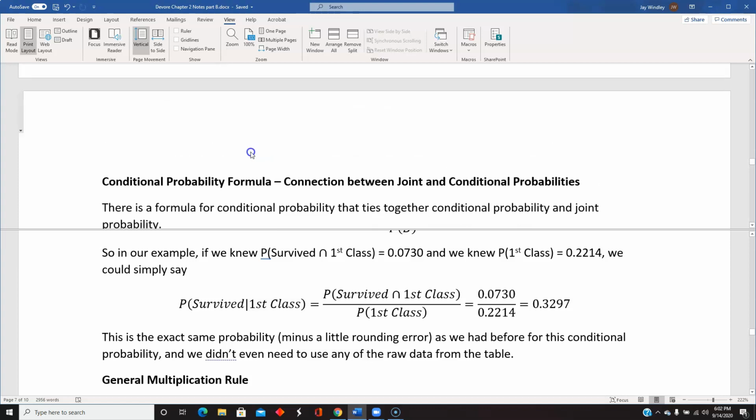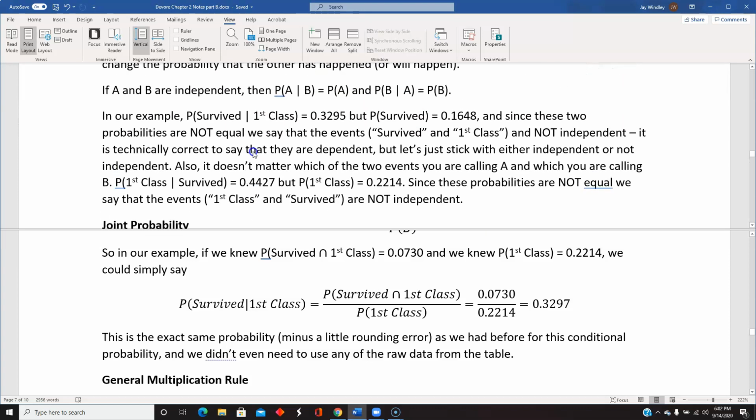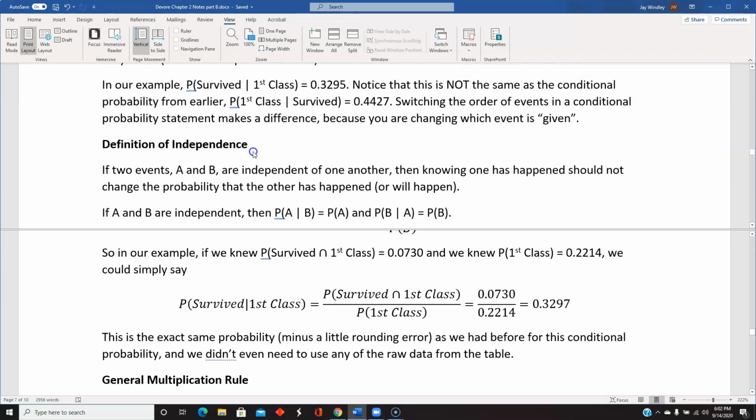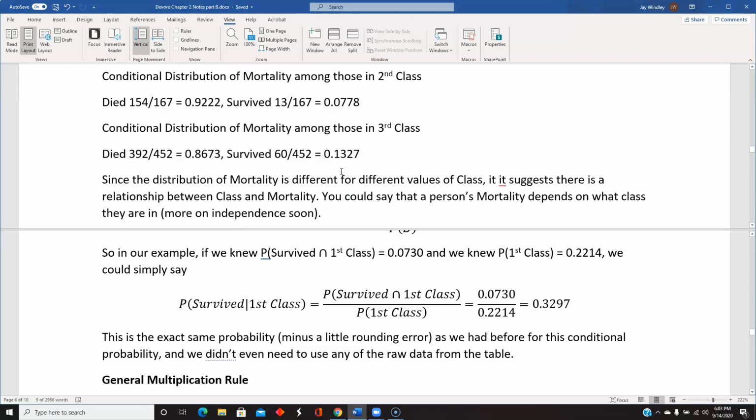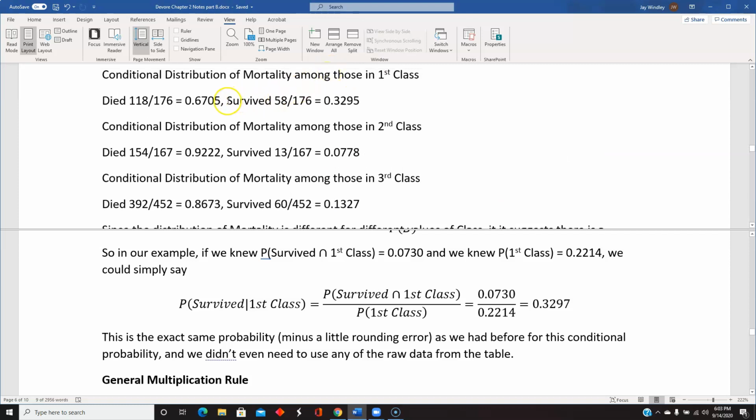You get 0.3297. And if I scroll up just a little bit, you will see that we had previously figured out the probability of survived given first class is 0.3295. But notice where that 0.3295 came from is this fraction: the survivors among those in first class. So given that someone is in first class, the probability that they survive is 0.3295. This is getting it from the raw data, 58 people out of 176, while this is getting it from the formula and dividing, rounded to two decimals.